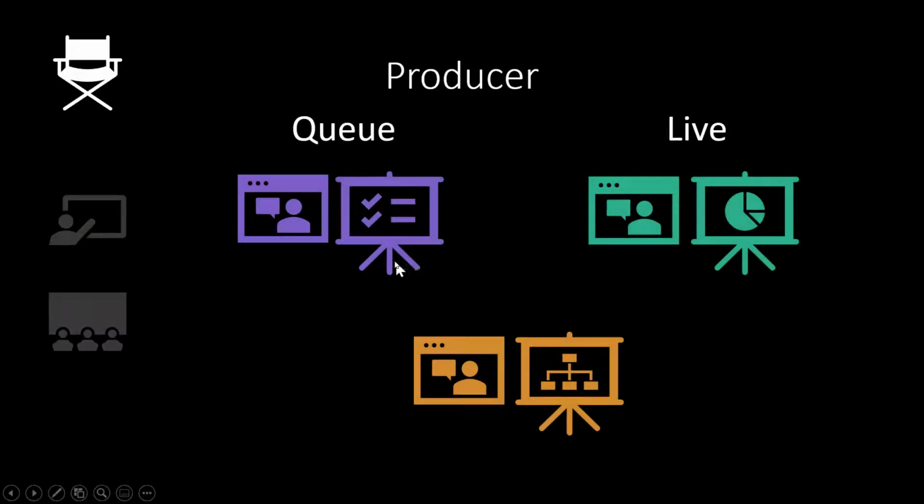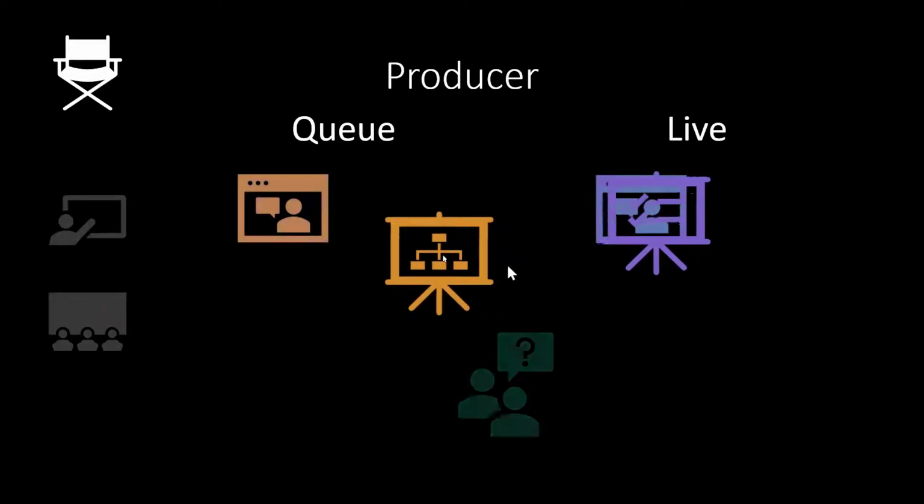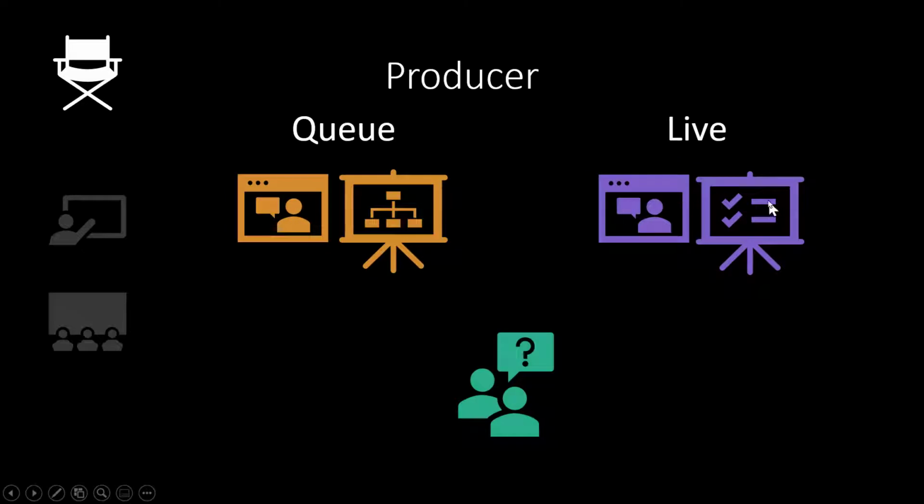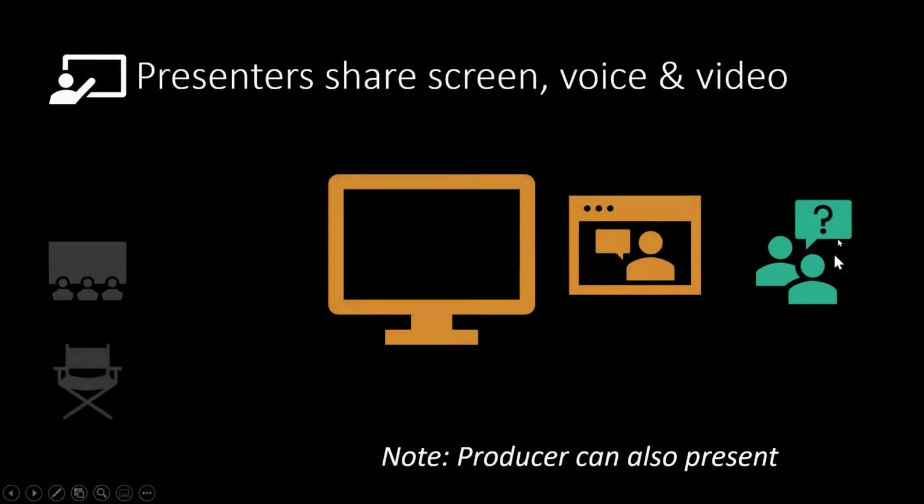The producer, what they would do is they would queue up the content. So here we have, for example, the green person is presenting his slides. And then there's a queue. The purple is coming next and the orange is just queued up later on. And they can then just move it along. So the purple then goes to live and they queue it up. They also have Q&A moderator privileges, as does the presenters. The presenters would share their screen, share their voice and their video, etc. And just a side note that the producer can also be a presenter.